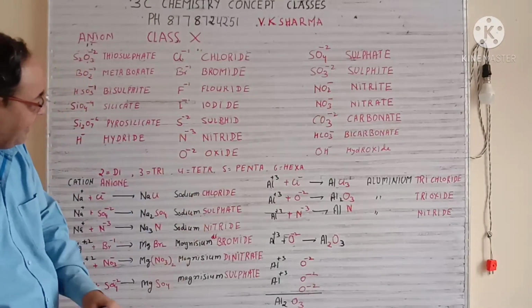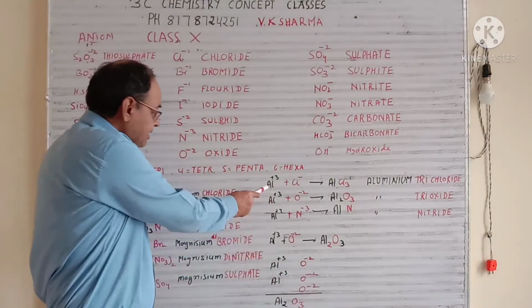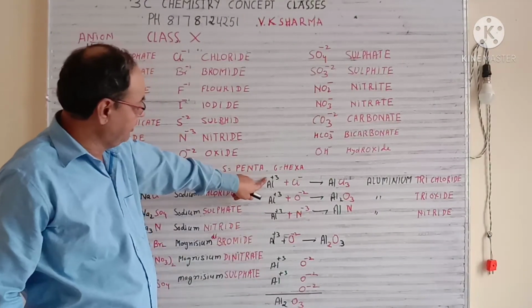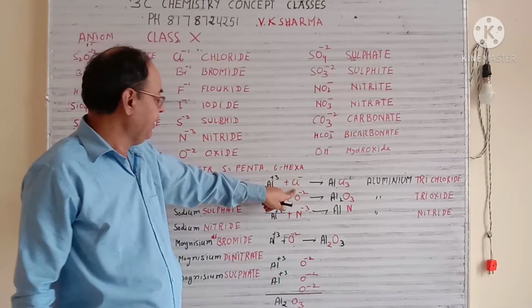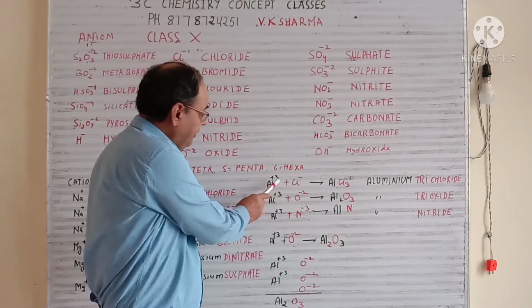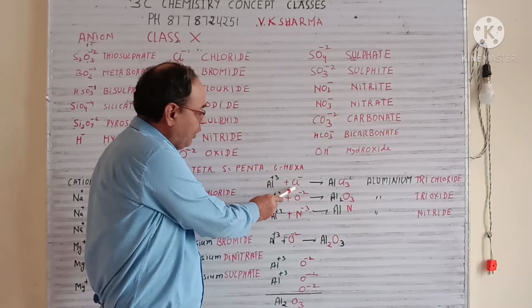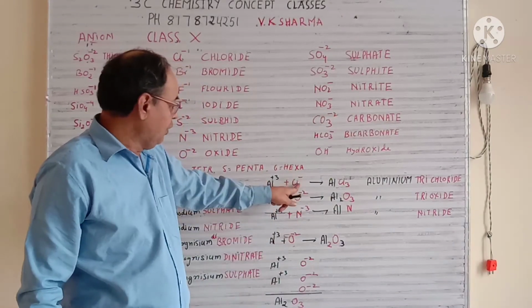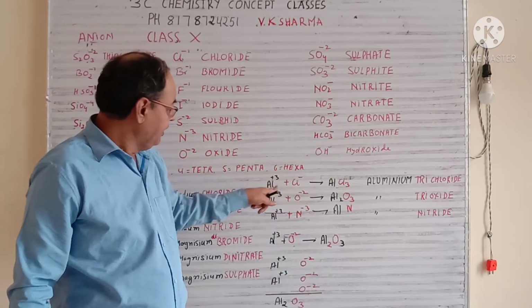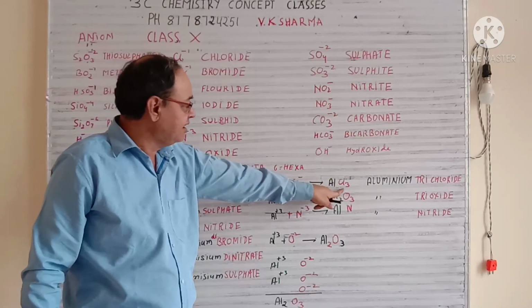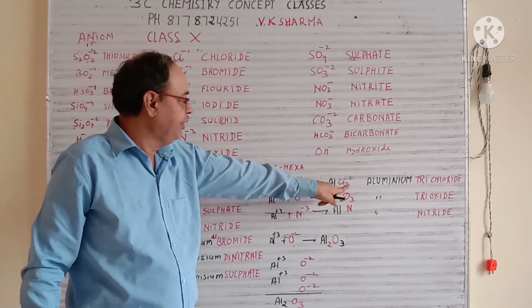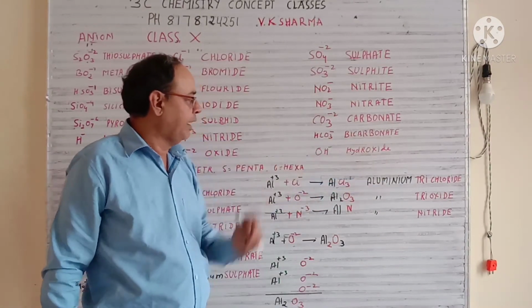Now, here I am taking a cation with 3 valency. This is aluminium with 3 positive. This is chlorine, it is single negative. So you need to satisfy this Al 3 positive. You require 3 chlorines. So ultimately chlorine will be 3. So the AlCl3 compound will be possible. So the name will be aluminium trichloride.